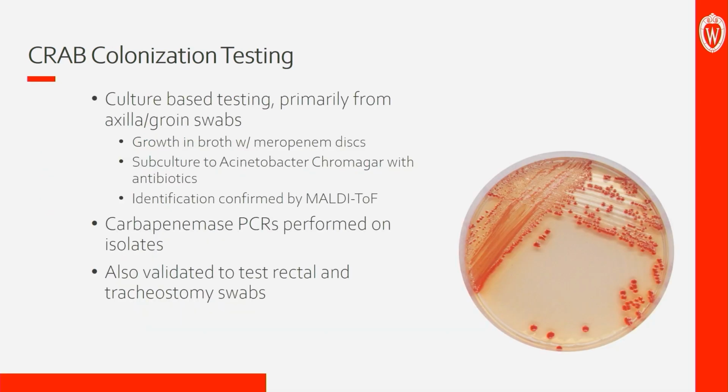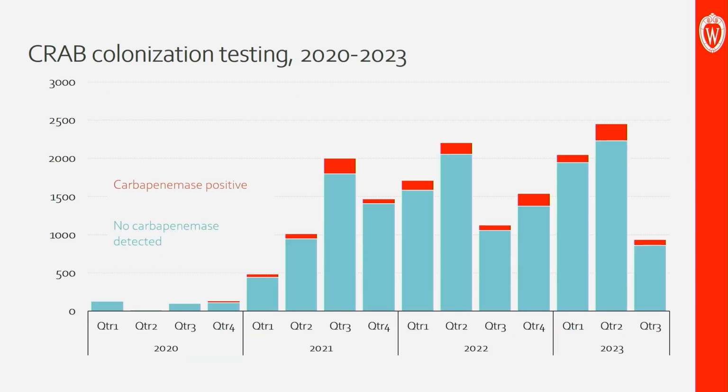Unfortunately, can't say the same about our CRAB colonization testing. This is culture-based testing, primarily from axilla groin swabs. So CRAB, like Candida auris, can colonize the skin of patients, and so we do an axilla groin, an armpit and groin swab. We grow that up in a broth that also has meropenem discs to eliminate anything that's susceptible. We subculture that to an Acinetobacter CHROMagar with antibiotics, and then the identification is confirmed by MALDI-TOF, and we do PCR. Carbapenemase PCR is performed on those isolates that are CRAB. And we are also validated to test rectal and tracheostomy swabs with this same culture-based screening method.